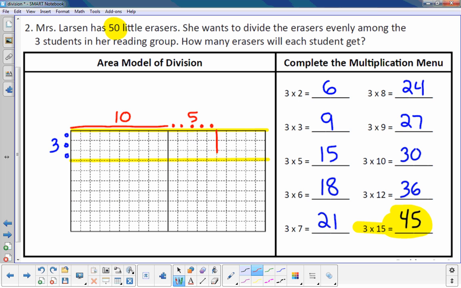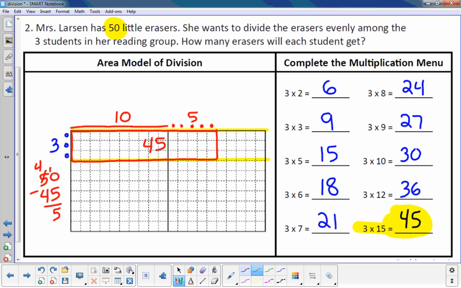And I'm going to go ahead and put in a rectangle like that with the dimensions of 3 and 15 because 3 times 15 is 45. And 50 minus 45, I think you guys already know, is 5. I'm 5 away.